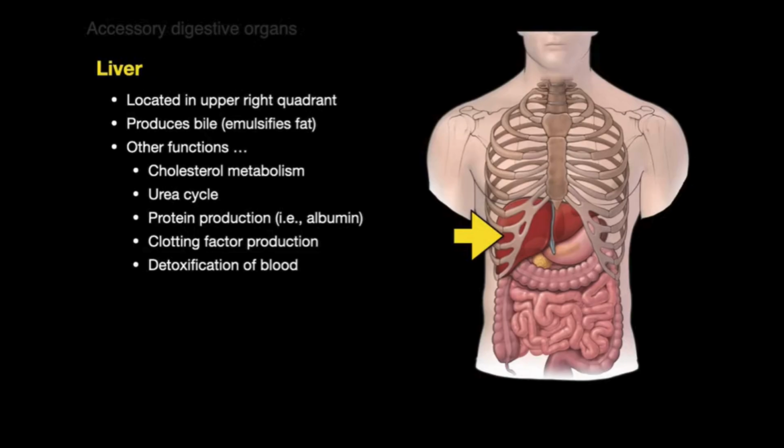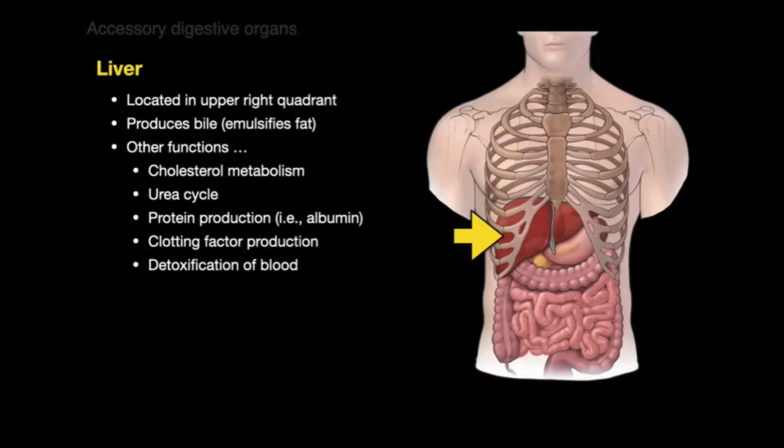So the liver is located in the right upper quadrant of our abdomen, and the function of the liver is to produce bile, but it also amplifies it. When I say amplify, I mean it breaks down large chunks of fat into small droplets, and those small droplets increase the surface area, allowing the enzymes to break them down even faster.